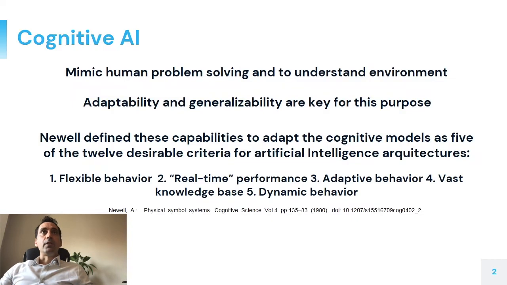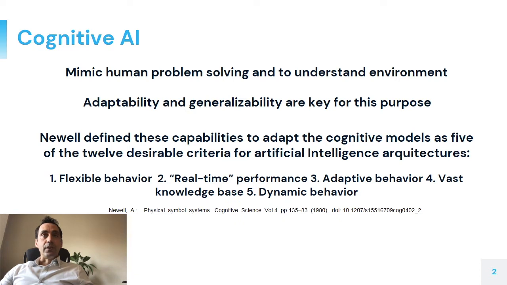This work is inside the area of cognitive artificial intelligence, where the main goal is to mimic human problem solving and to understand the environment. For that purpose, adaptability and the capability to generalize are key. Newell defined these capabilities to adapt the cognitive models as 5 of the 12 desirable criteria for artificial intelligence architectures. We have followed these 5 in order to develop our work.